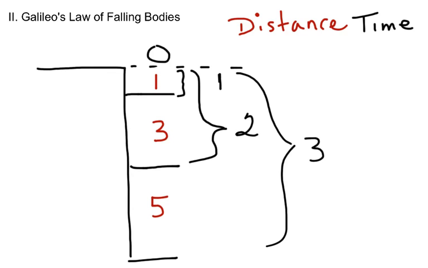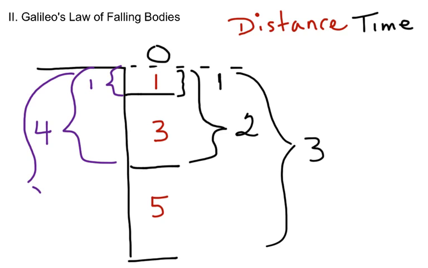What Galileo realized is that when we look at the first unit of time, we have a total of 1 unit of distance, but if we look at the next value, the 2 units of time, we have a total distance fallen of 4, and for the total of 3 units of time, we have a total distance fallen of 1 plus 3 plus 5, which is 9. What Galileo realized is that 1, 4, and 9 are the perfect squares of 1, 2, and 3. And so with this, Galileo saw a relationship between the distance an object fell and the unit of time.